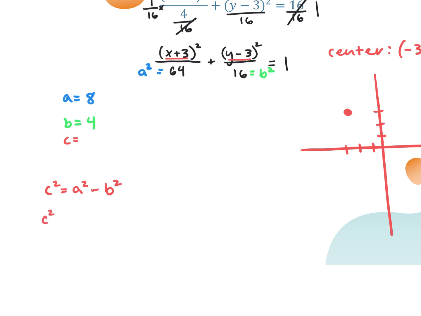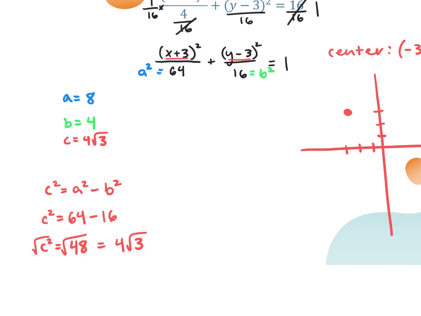So c squared equals, what's a squared? 64 minus, what's b squared? 16. So c squared equals 64 minus 16 would be 48. Just so happens it's the same number that we did from number 1. We want to take the square root. This simplifies to 4 square root 3. Break it down if you need to, but we just did this one in example 1. So we have 4 square root 3.